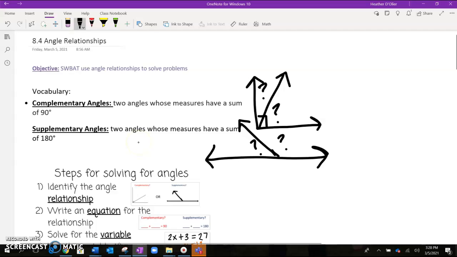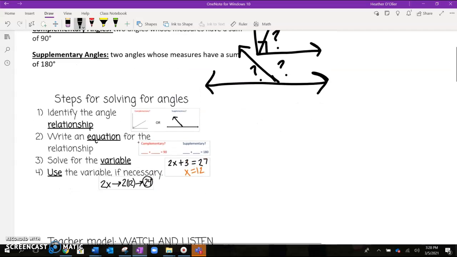So when we're solving these, the first thing we have to do is identify the relationship. So right now, all we know about are complementary and supplementary. So we're looking for, does it make a corner, that 90-degree corner, or does it make a straight line? Is it supplementary? Then write an equation for the relationship. So if it's complementary, remember, it adds up to 90. So something plus something equals 90. Remember, it could be 3. And if it's supplementary, something plus something equals 180.